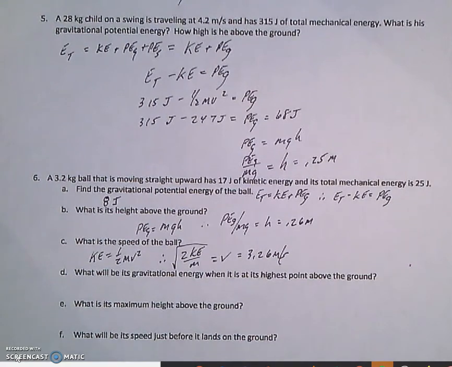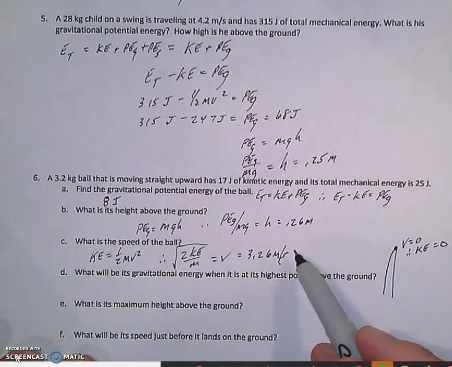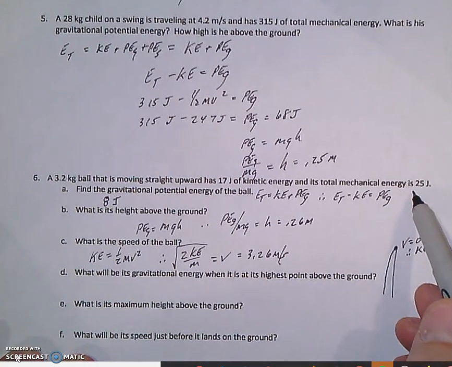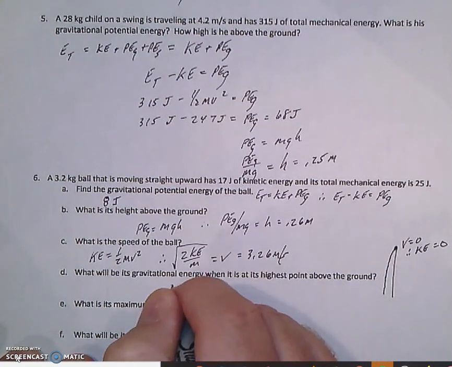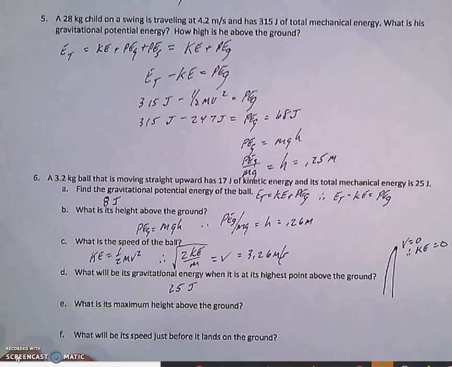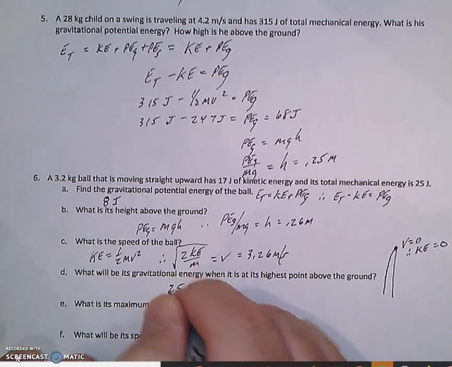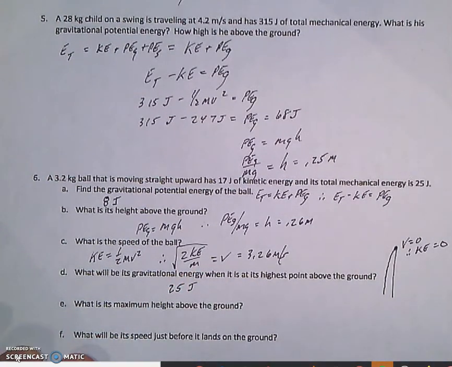What's its gravitational potential energy at its highest point above the ground? Well, when something travels up in the air and then turns back around, it comes back down. At this highest point, the velocity is 0. Therefore, the kinetic energy is 0, which means all of the energy is in the form of gravitational potential energy. So if there's 25 joules of mechanical energy all the time, and at this point there's no kinetic energy and no spring energy, then the maximum gravitational potential energy is 25 joules.